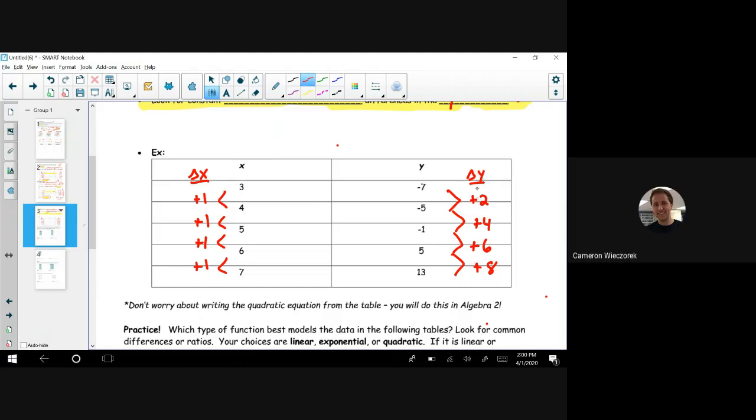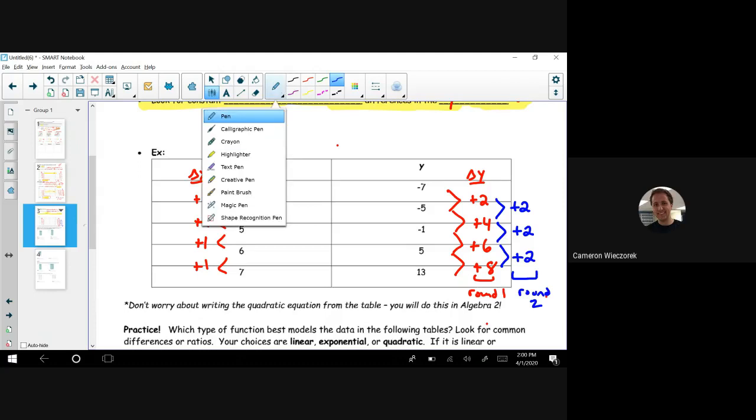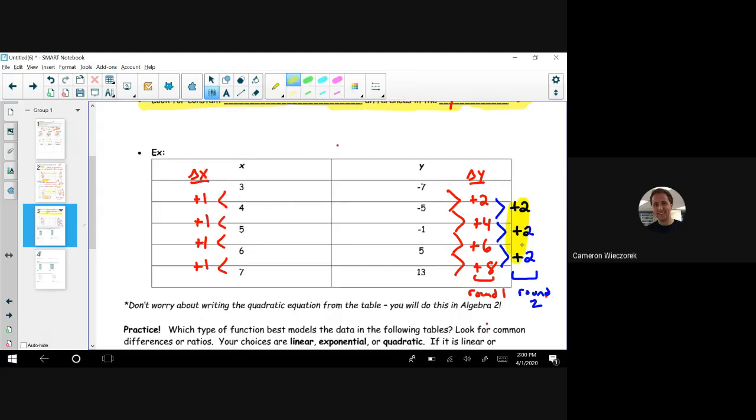And notice I only looked at one set of differences. What I'm going to do to see if it's quadratic is I'm actually going to do this one more time using these numbers in red right over here. I'm going to take the differences in those numbers. From 2 to 4 grows by 2. From 4 to 6 grows by +2 also. And from 6 to 8 grows by +2 also. So what did I do? This was round 1 of gaps. And then I looked at a second set of differences. So I call this round 2. And what I notice is that this set of second differences is constant.